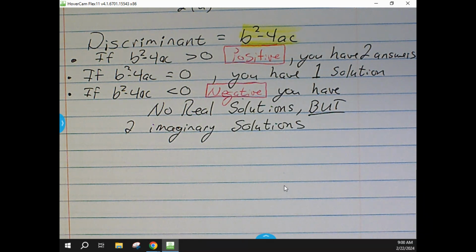Some of them will just say to list the number of solutions. If it's negative, just put no real solutions for this one. So I have to be specific of what we're going to do for this one when it comes off of this part.